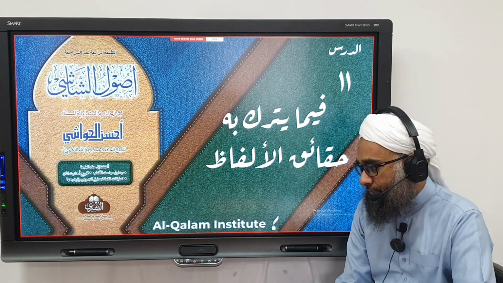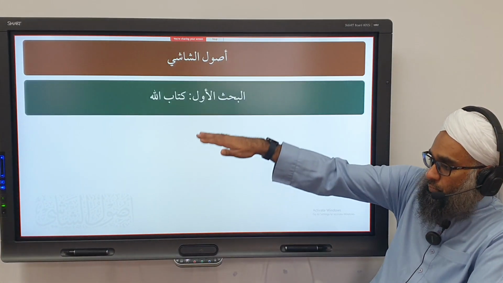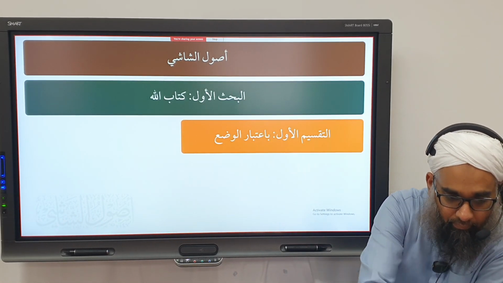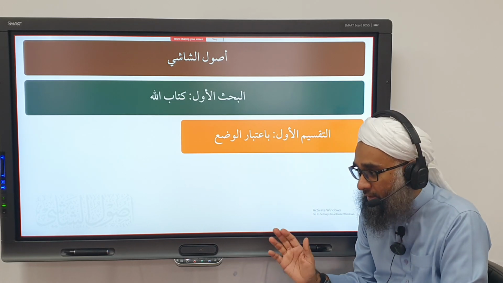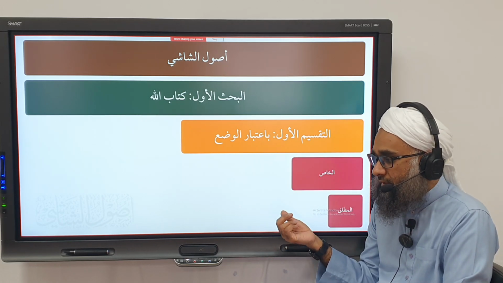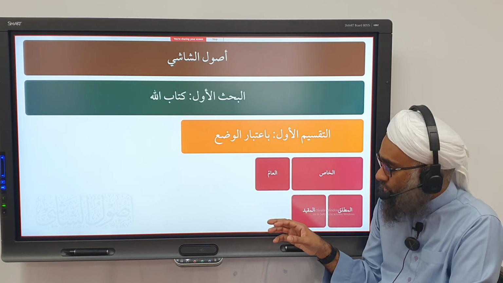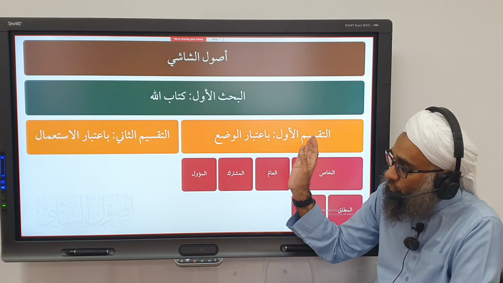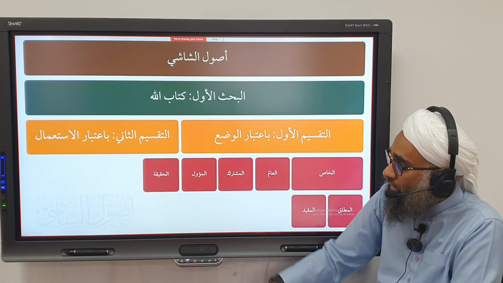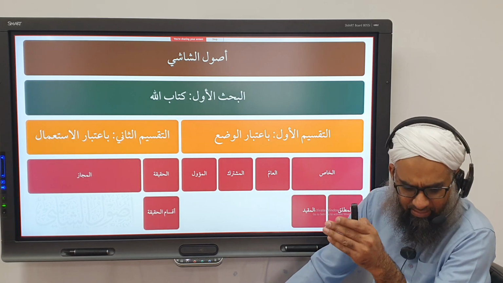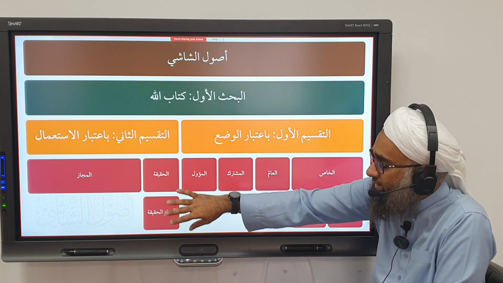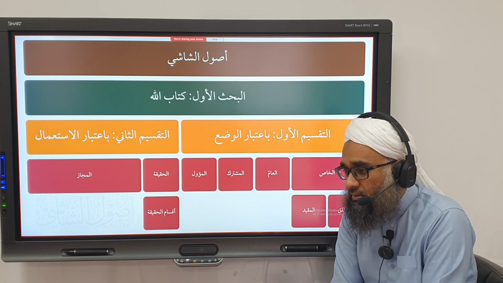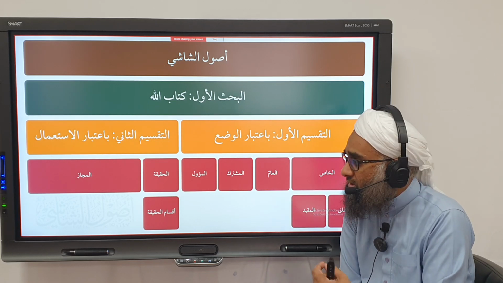Understood? So if you go back over here, we have our Usool al-Shashi, we're discussing Kitabullah. In Kitabullah, we were discussing how we look at words from how they've been coined. Either khas, mutlaq or muqayyad, or it can be am, مخصوص or غير مخصوص, mushtarak can become mu'awwal via ijtihad or mufassir via tafsir. Then we are on to باعتبار الاستعمال. We said it could be حقيقة or majaz. Now, the kinaya and sarih, we can leave that for now. In حقيقة, we discuss the types of حقيقة: حقيقة مهجورة, حقيقة متعذرة, and حقيقة مستعملة.